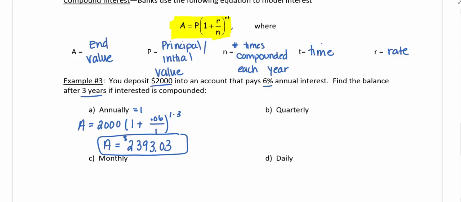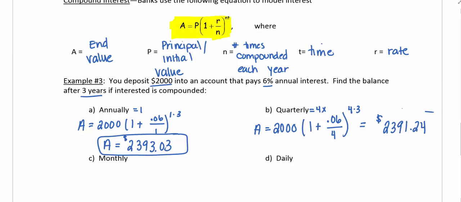So let's move on to part B. So this says quarterly. Quarterly means 4 times per year. So nothing really changes except for that n value. I'm still starting with $2,000. I've got a rate of 0.06, but this time I get to divide by 4 and then multiply 4 times 3. So this, again, take a second, plug that in your calculator. You get $2,391.24.